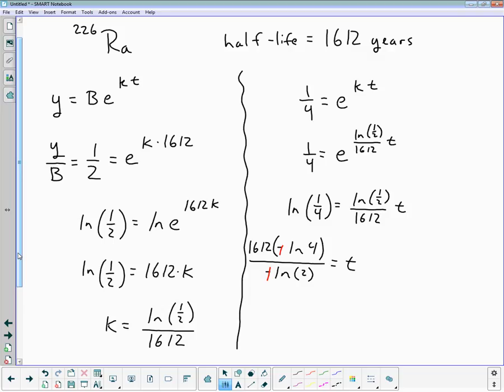Okay? See how I solve for t? That's 4 to the negative 1 and 2 to the negative 1. So that gave me my negative signs, and then they canceled. Believe it or not, if you look carefully, you'll notice the natural log of 4 over the natural log of 2, that's the change of base formula.